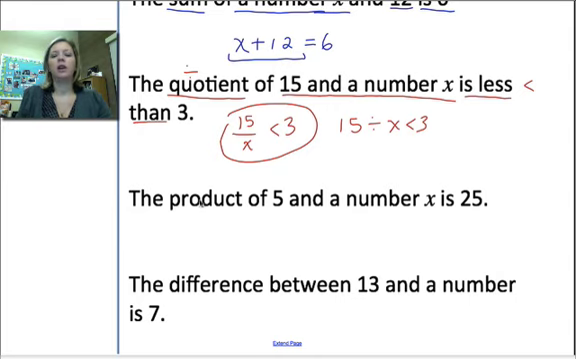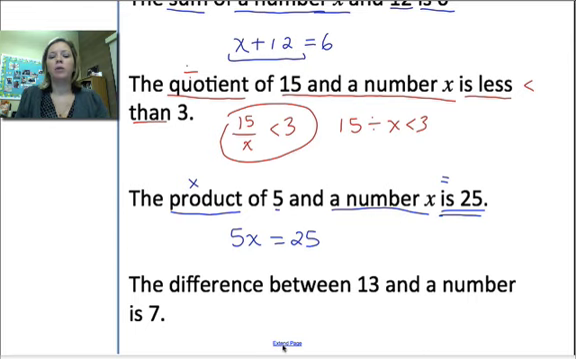Okay, next one. The product of 5 and a number is 25. Product, we know that means multiply. 5, and it tells me that my number is x, and then is 25. So is means equals, so we're going to have the product of 5 and a number. So 5 times x, we write as 5x, equals 25.